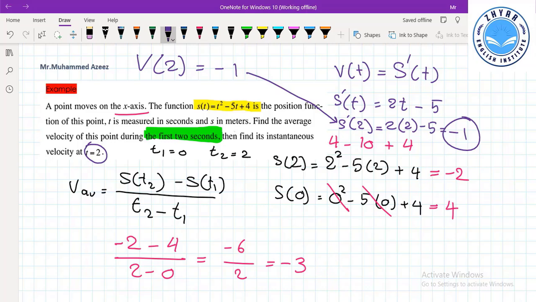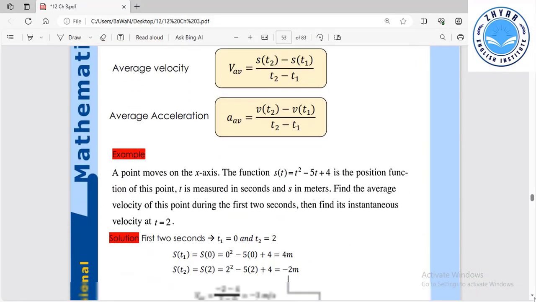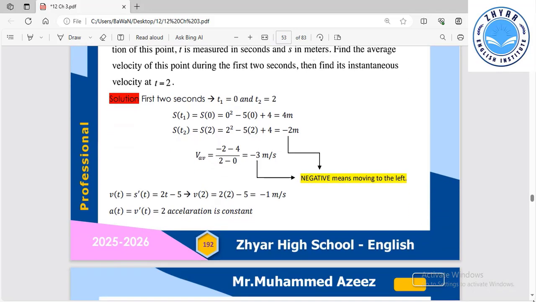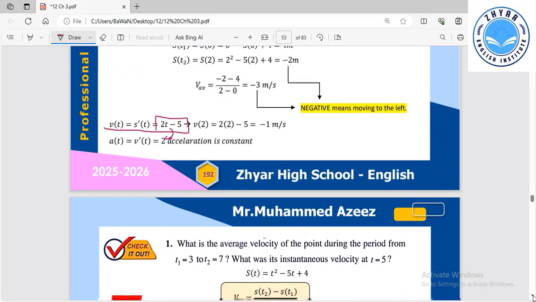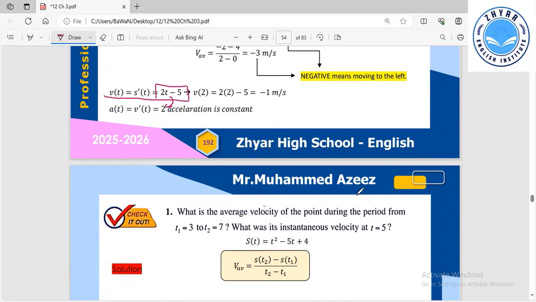Let's go back to the book. The question did not ask for acceleration, but if we want to find acceleration, we just do one derivative of v of t, which is derivative of s. Derivative of that is 2. That means acceleration of this point is 2, and the acceleration is constant. Acceleration is constant means the point does not speed up or slow down.